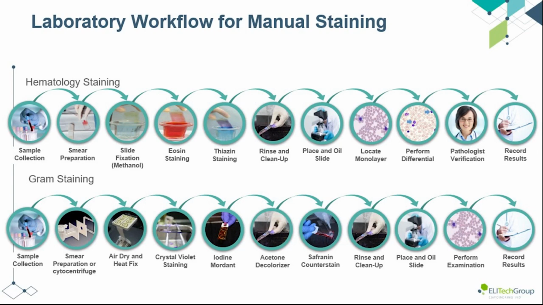Similar workflow for the gram staining. Once the sample is collected, if you need to, you can do the cytocentrifugation as we've talked about, and then it needs to be fixed on the slide. You can either air dry it or you can heat fix it, low heat. And then normally for a gram stain, you have to use crystal violet to stain it. Iodine is a mordant that helps the stain set in. You then use acetone to decolorize all the gram negatives, followed by safranin, which is a counterstain.